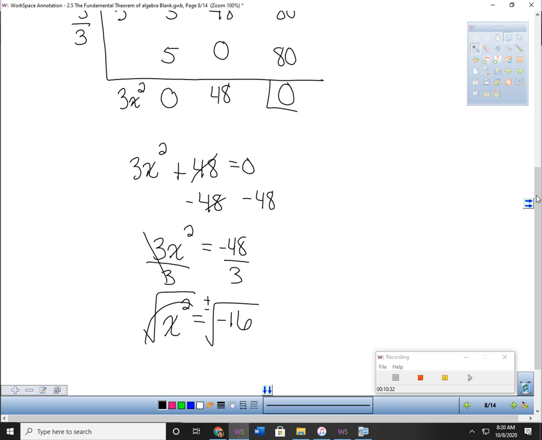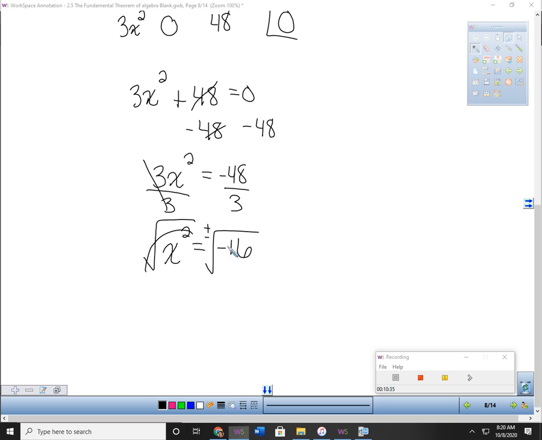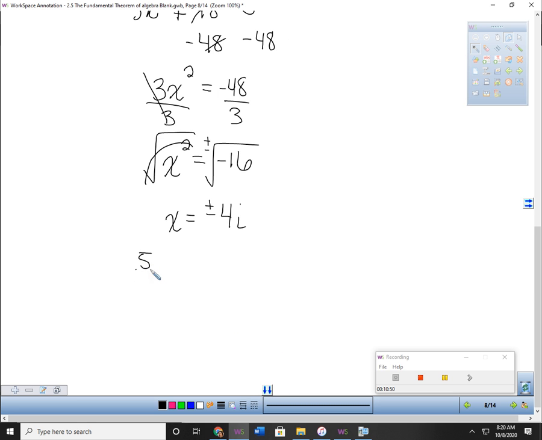And we already decided that these were going to be imaginary numbers, correct? So if this wasn't a negative 16, you might want to rethink your answer. So you have plus or minus. If you square root that negative, that gives you an i. If you square root 16, that is 4. So I get 4i. So my zeros are 5/3 and then plus or minus 4i.